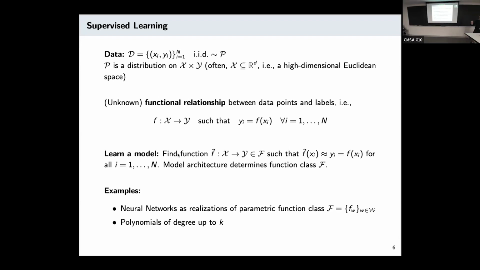Right, and many architectures or methods that we might consider in machine learning can be phrased in this setting. Here we're mostly interested in neural networks, right? So neural networks represent trainable functions. Here the parameters are the weights of the network. So that could be one function class f. But also more generally, if we think of problems like fitting polynomials up to degree k, for instance, that can also be seen as an instance of this problem.